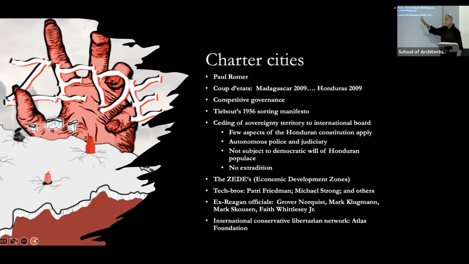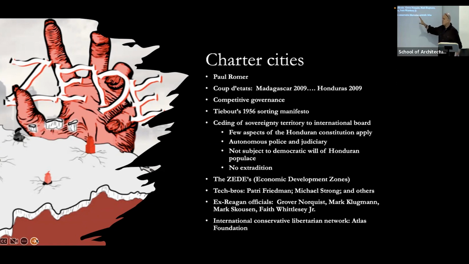Ex-Reagan officials, many of these are individuals who cut their teeth in Central America in the wars of the 1980s, brutal wars that actually put huge numbers of people from Central America on the move to the United States in many cases. Grover Norquist, famous anti-tax pledge figure. Mark Klugmann, who was a speechwriter for Ronald Reagan, also worked with Jose Piñera on his campaign in Chile. Piñera was part of Pinochet's dictatorship in Chile. Mark Skousen was an international investor and someone associated with the Reagan administration.